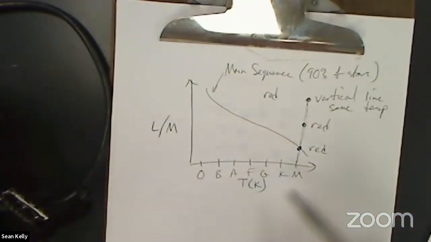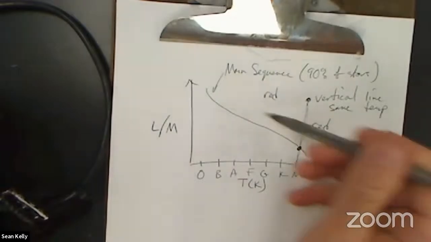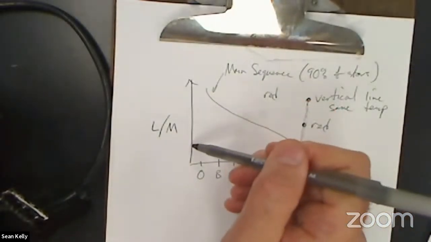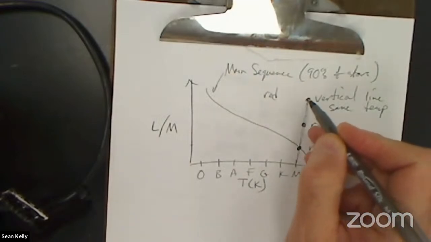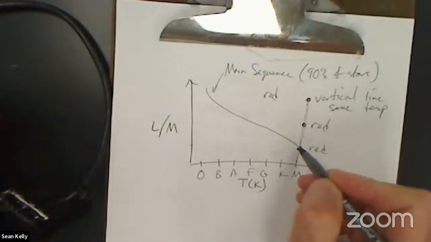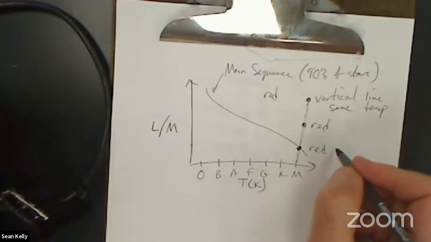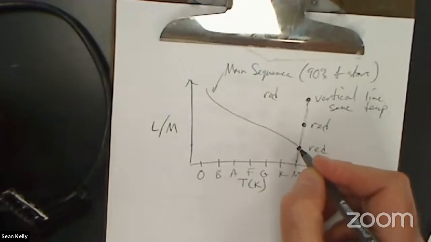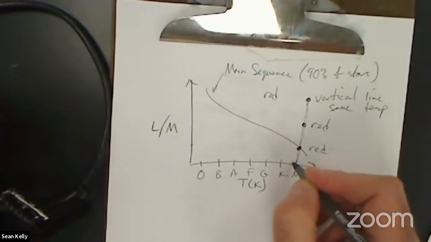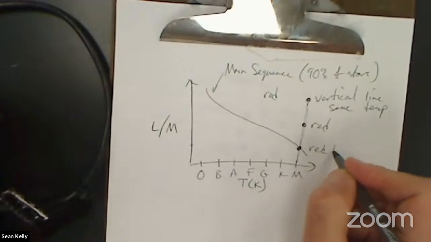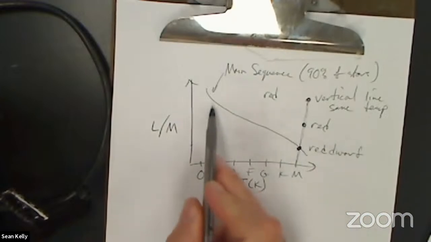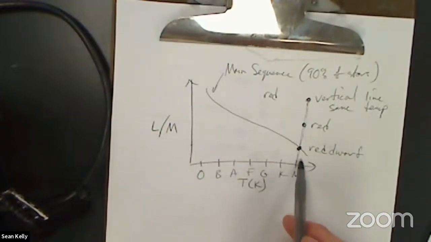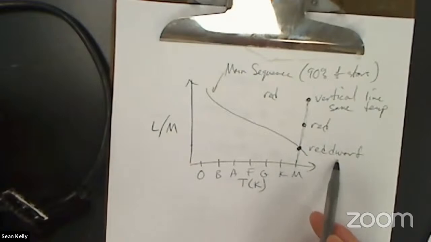But what's different? This lowest one on the main sequence has the lowest luminosity. This one has more, and this one has even more. So why is the lowest one so dim? The reason is because it's a small star, and it's red in color because of the temperature, but we call this a red dwarf. So if I ask you what a red dwarf is, it's on the main sequence, over here about M, and it's a reddish-colored, small star. There's a reason I want you to know that.